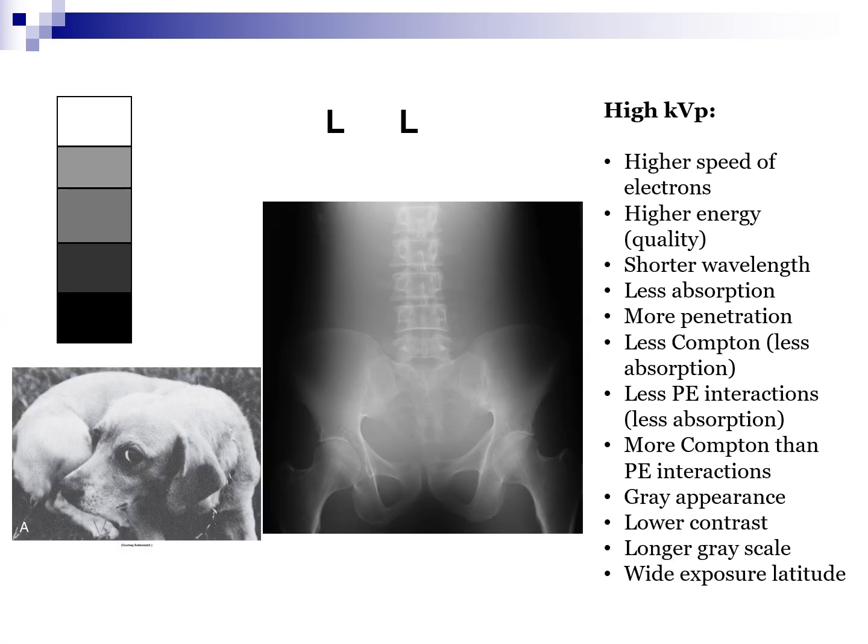On the long scale, which is the L and L side, we're looking at a long scale of contrast, which is the first L, and low contrast, which is the second L. So the images are gray, which is low contrast.